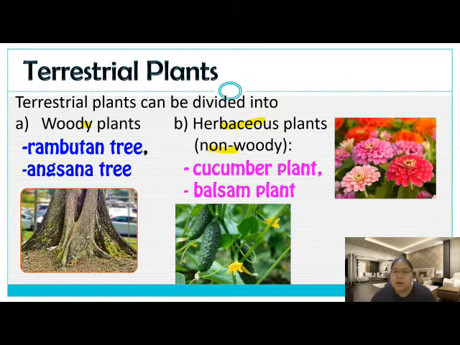This one is another one. There's the balsam plant, just like a flower. The flower means they don't have any strong trunk for support. They're just using a small stem. So these are the two types of terrestrial plant. They are woody and also non-woody.